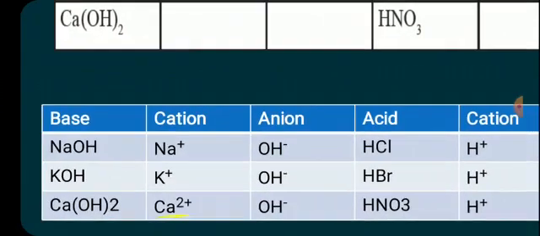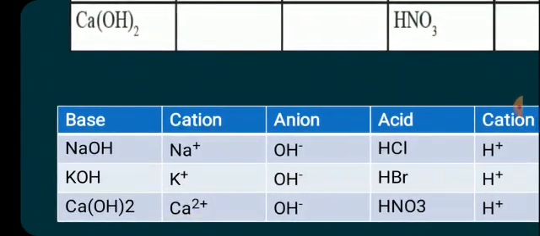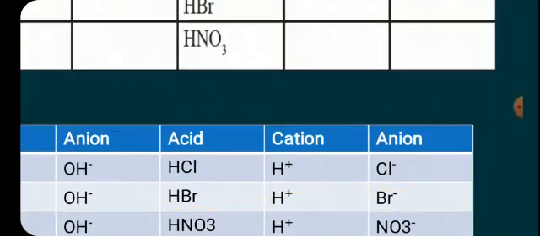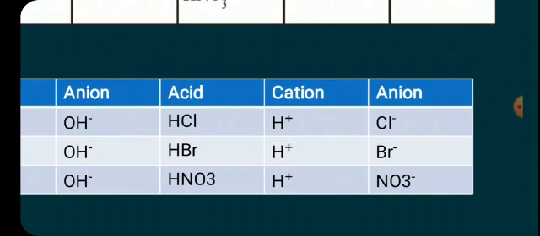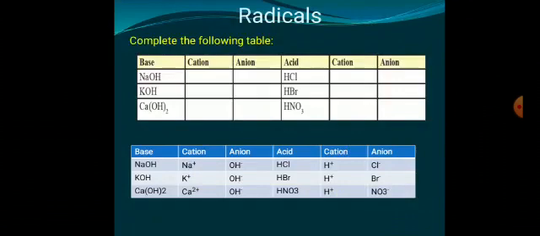NaOH is a base. It has cation Na plus and anion OH minus. KOH has cation K plus, anion OH minus. Ca(OH)2 has Ca2 plus cation and OH minus is anion. In hydrochloric acid, H plus is cation, chloride ion is anion. In hydrobromic acid, H plus is cation and bromide ion is anion. In nitric acid, H plus is cation and nitrate ion is anion. Is it clear to you now?